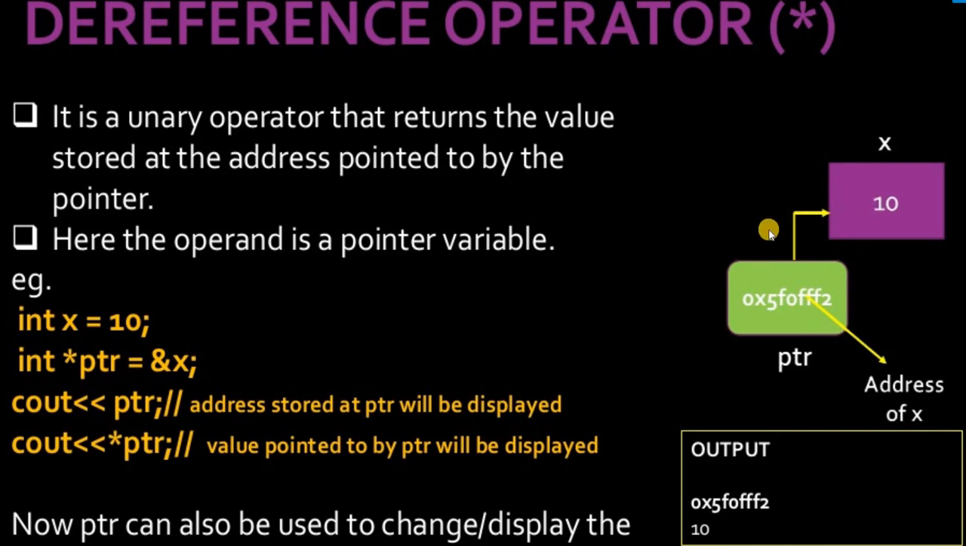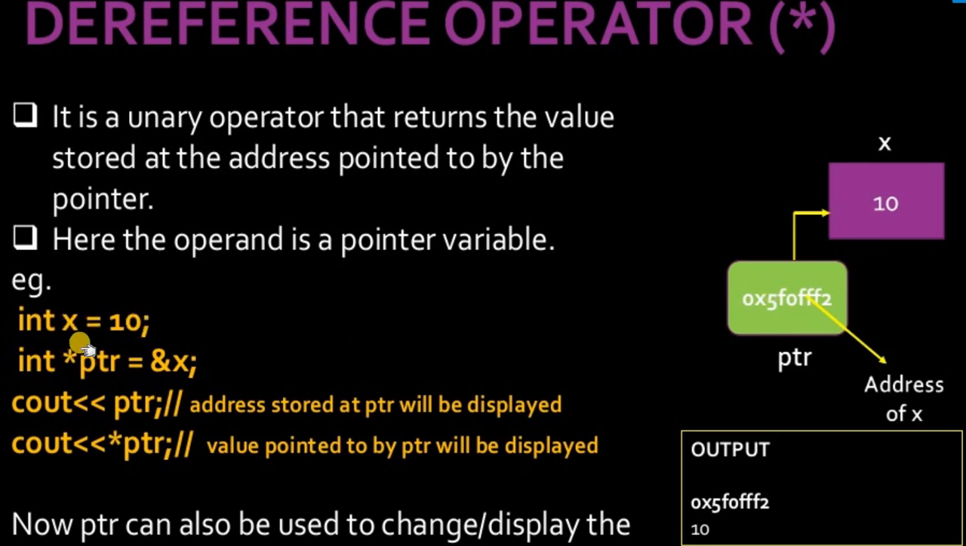pointing towards 10. तो इस एड्रेस पे जो वैल्यू पॉइंट हो रही होगी उसको रिटर्न करे, and without the dereference operator, we will just get the address. So let's look at this.